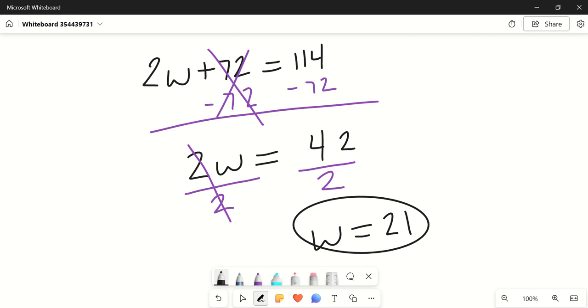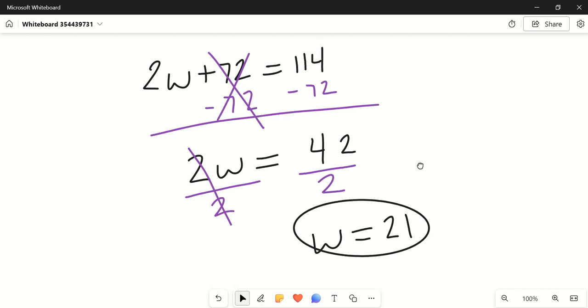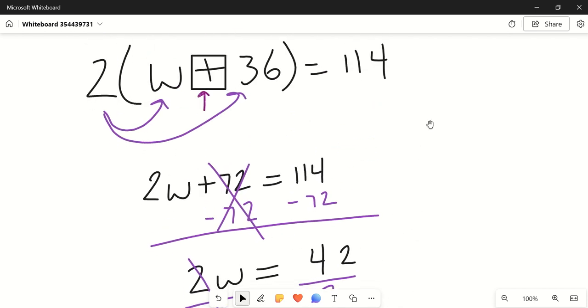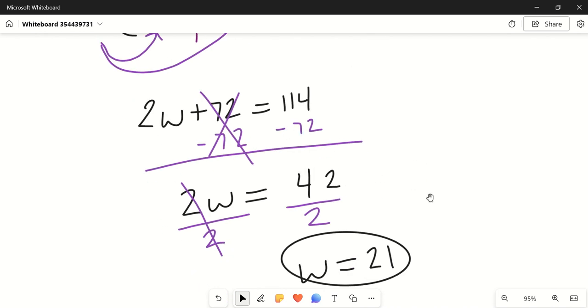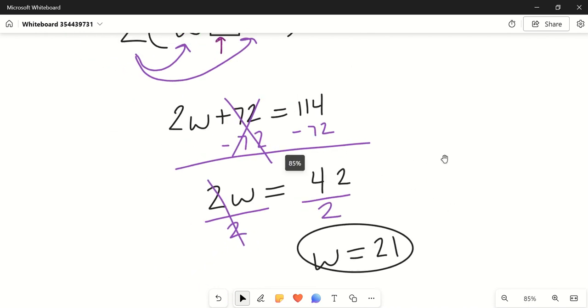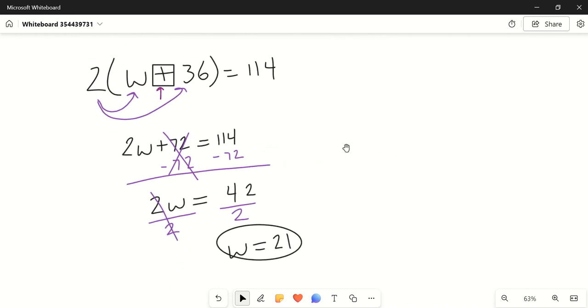So remember, you have to distribute, and then it'll become a 2-step equation. This is why I jokingly call it a 3-step equation, because technically you did 3 steps. Number 1, number 2, number 3. Any questions on this?